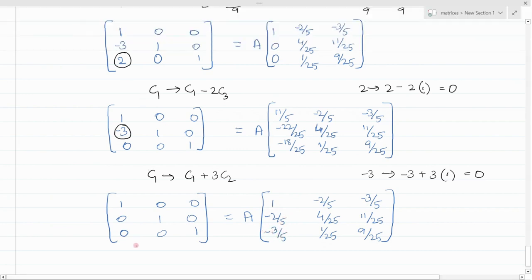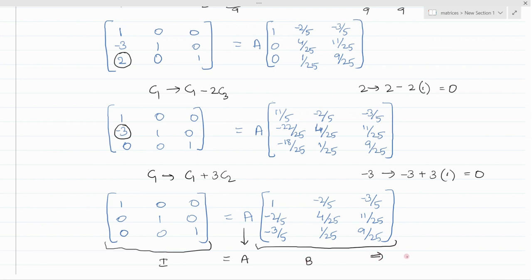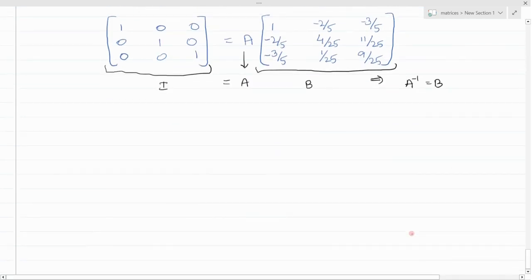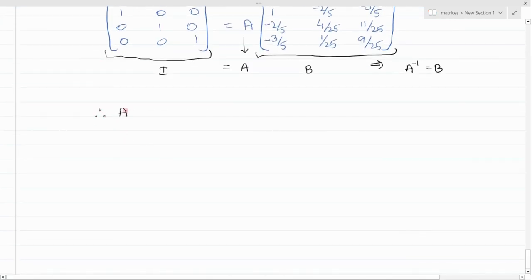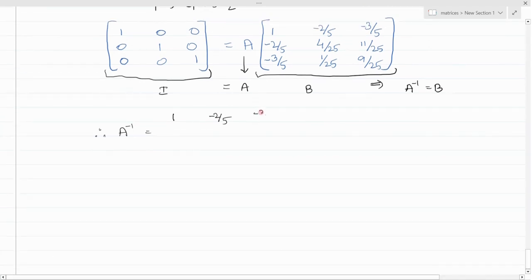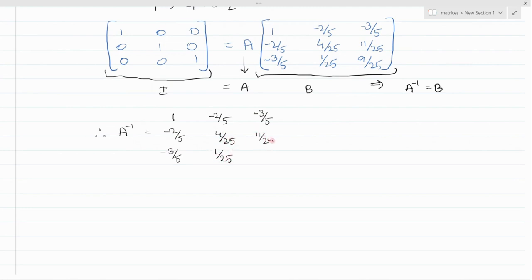So now we can observe that it is in the form of I is equal to A times some matrix B. And from here we can write A inverse as B. Hence, A inverse is equal to 1, minus 2 by 5, minus 3 by 5, minus 2 by 5, minus 3 by 5, 4 by 25, 1 by 25, 11 by 25, and 9 by 25. This is the required A inverse for this question.